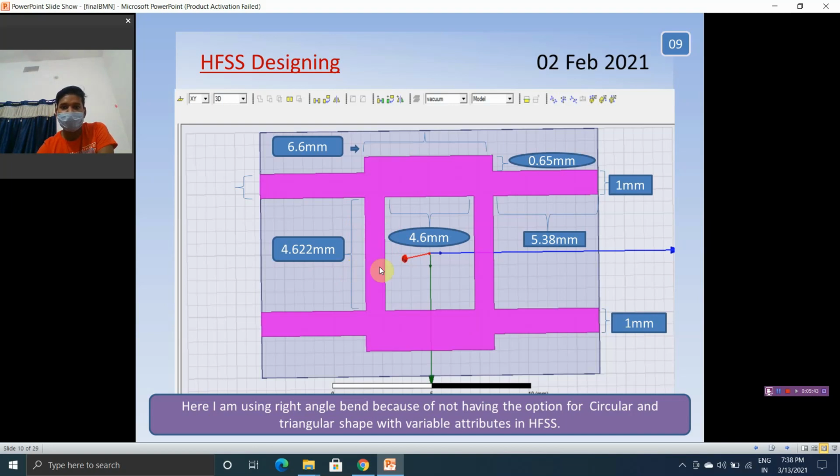These are all the dimensions of our branch line coupler, whose center frequency is 10 gigahertz, and this is the optimized value. So you need to first write down all these dimensions, and then we can go on HFSS and design it in a similar way.